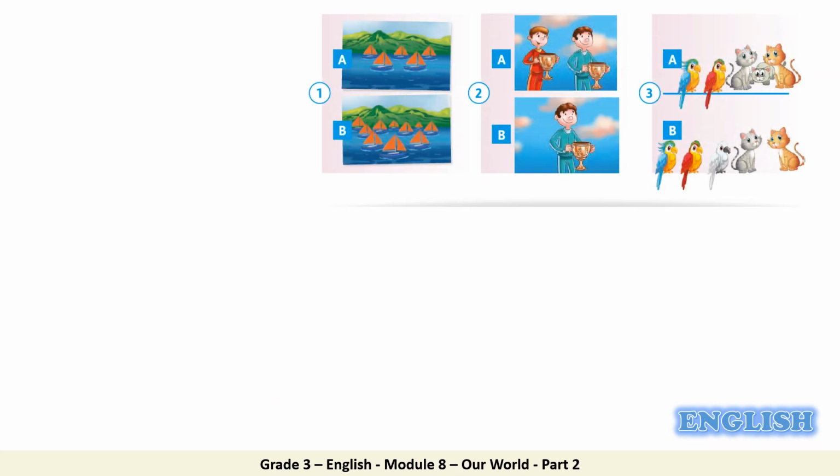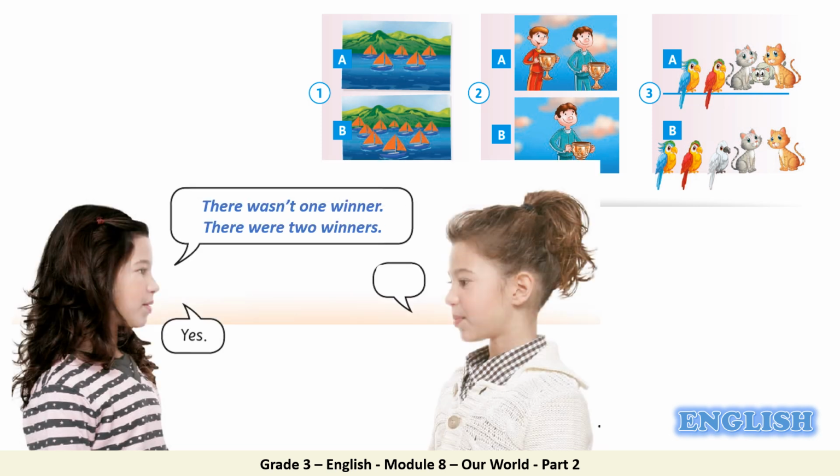Let's play one last time. The description is, there wasn't one winner. There were 2 winners. Can you guess the correct one? Fantastic! The answer is 3A. You've done an excellent job today, my dears.